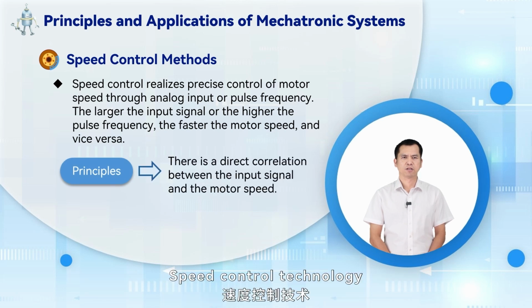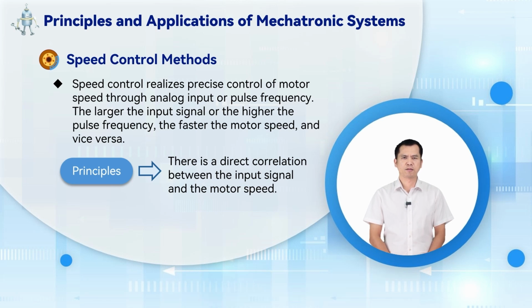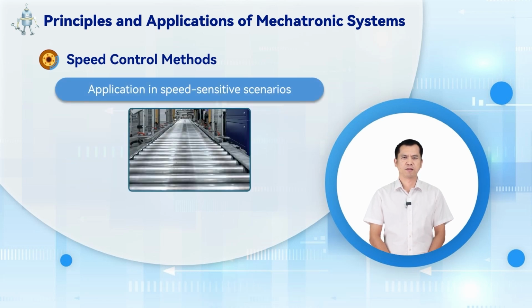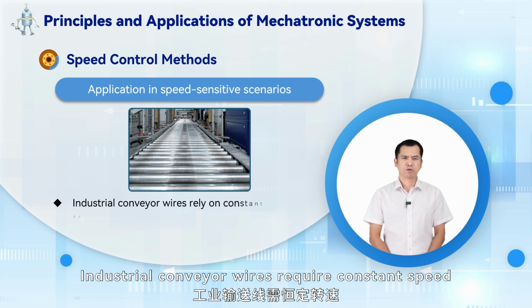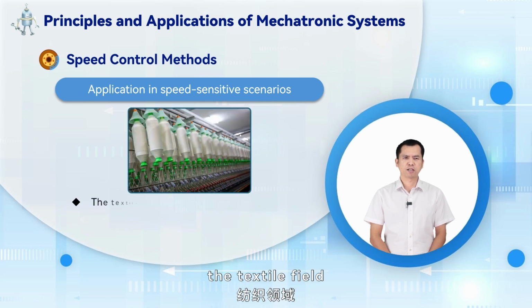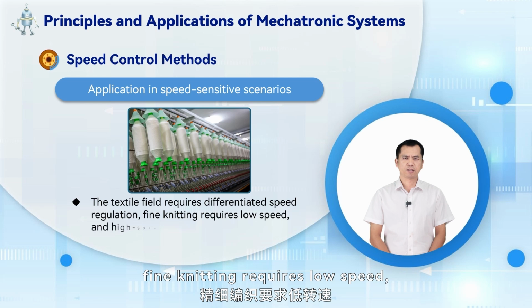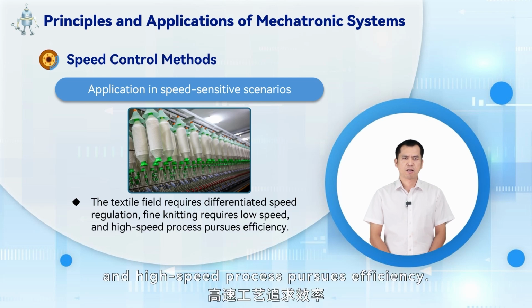Speed control technology is crucial in RPM-sensitive scenarios. Industrial conveyor lines require constant speed to ensure accuracy and smoothness. The textile field requires differentiated speed regulation. Fine knitting requires a low speed, and high-speed processes pursue efficiency.